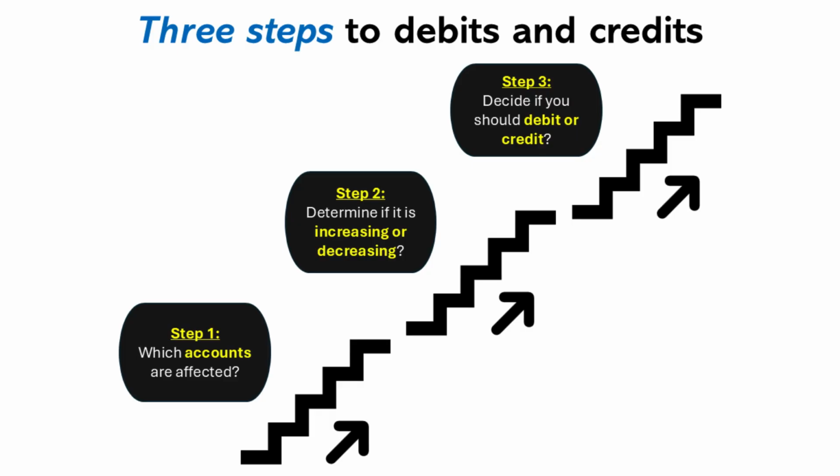Number one, which accounts are affected by this transaction? Number two, determine if those accounts are increasing or decreasing. And number three, then decide whether those accounts should be debited or credited based on which side those accounts will then either increase or decrease based on the transaction you're working with. Let's jump into a basic example.